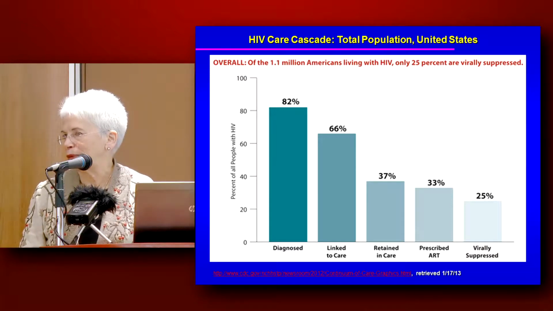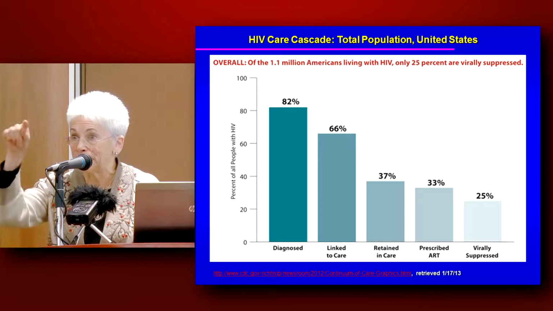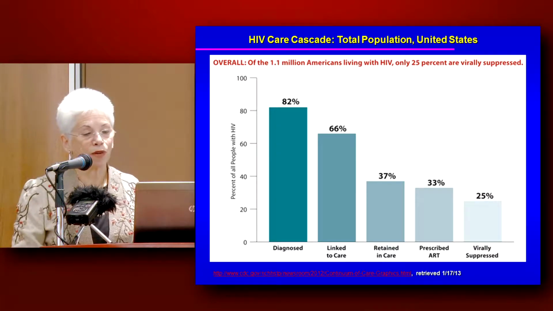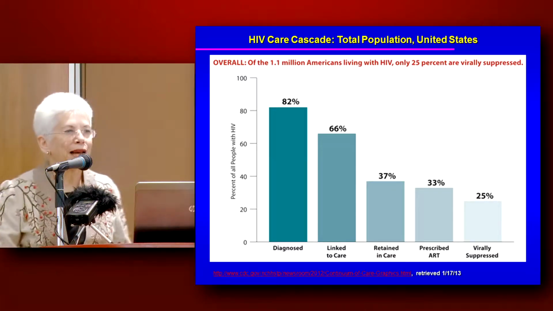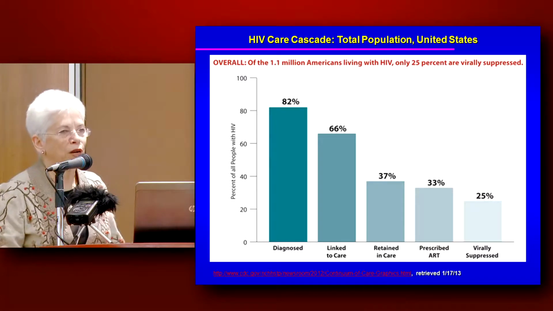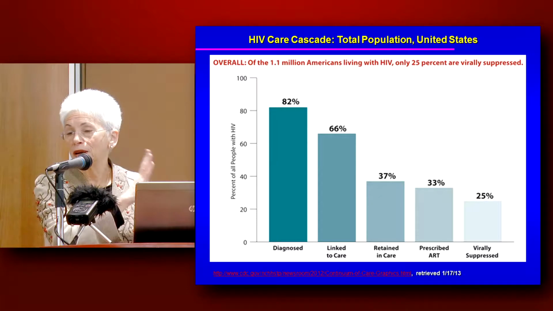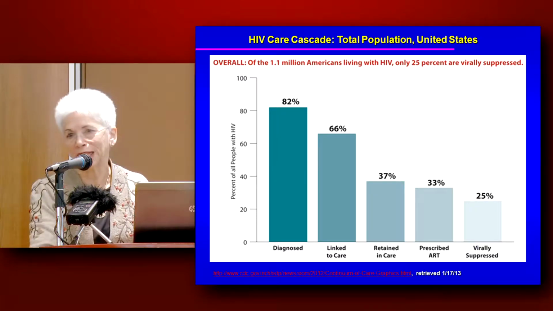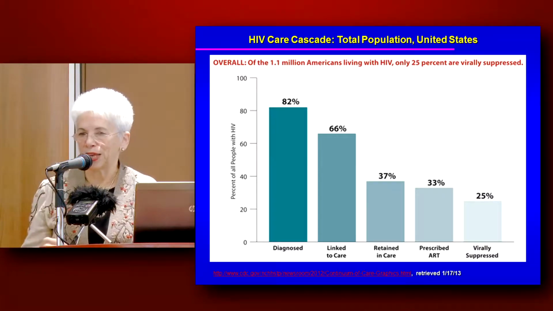66% of HIV people are linked to care. Only 37% get retained in care. That's a big drop-off from linkage to retention. 33% have been prescribed antiretrovirals, and only 25% are virally suppressed. That means we're not doing well, because only 1 in 4 of our HIV-positive patients... You can make criticisms of this cascade and whether they really knew exactly who was or wasn't in treatment. But still, most people with HIV are not virally suppressed.